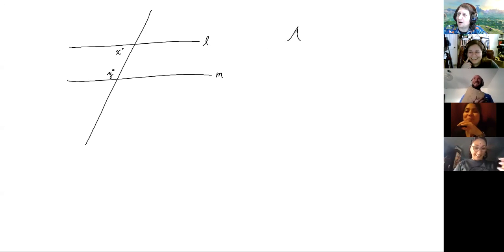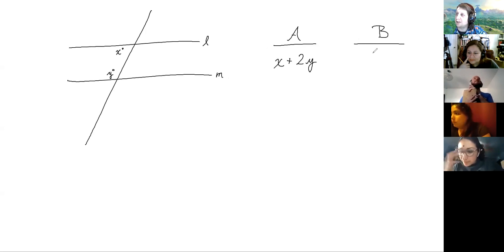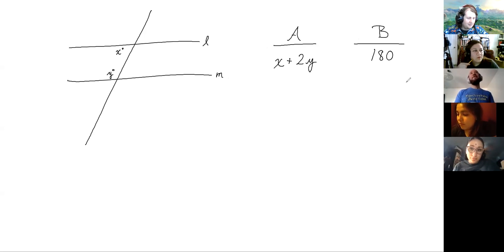So quantity A is X plus 2Y, and quantity B is 180. So who has thoughts about this? I have thoughts. 180. We already know what angle that is. I'm going to go ahead and mute myself so you can discuss.